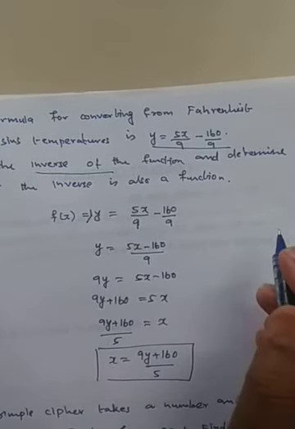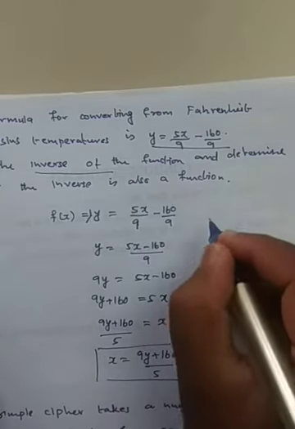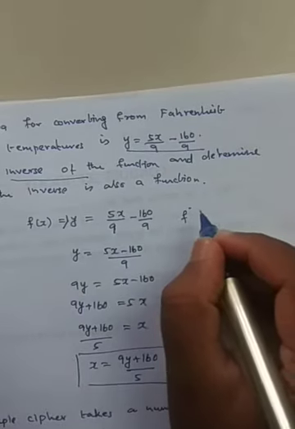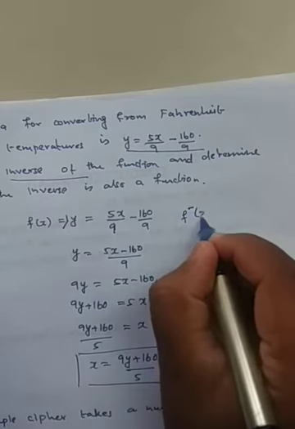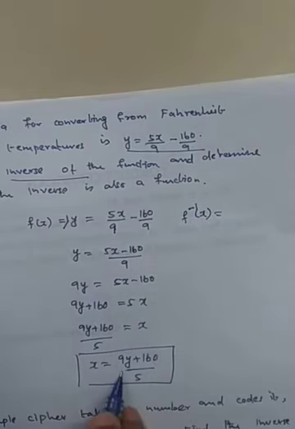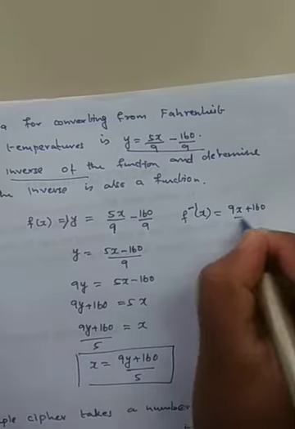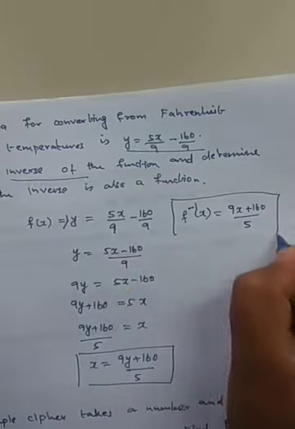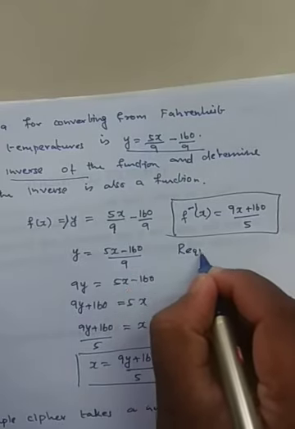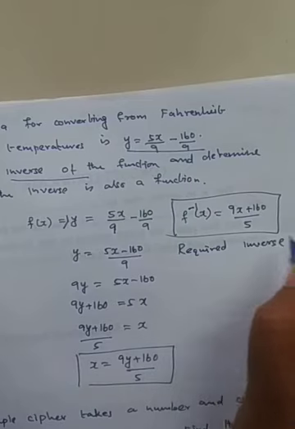Now how can you write the inverse function? In terms of f inverse of x. f inverse of x is what you are going to write? 9y plus 160 by 5, where in place of y you write x. That's it. This is the inverse function, the required inverse. You can write it here. Okay. Now we need to say whether the inverse is a function or not.